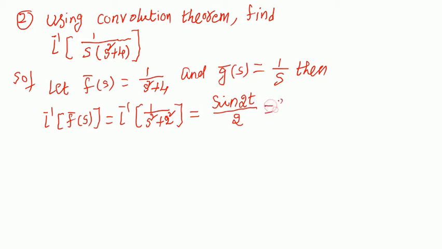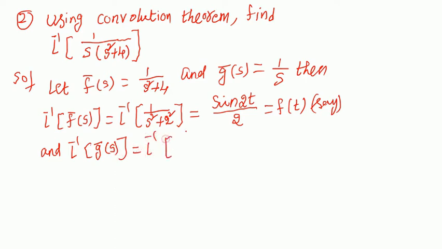So take this one as f of t. And what g of t we require, na? L inverse of g bar of s is equal to L inverse of, what is g bar of s here? 1 by s. So what is L inverse of 1 by s value? 1. So this can be taken as g of t, say, right? Now we can apply the convolution theorem.